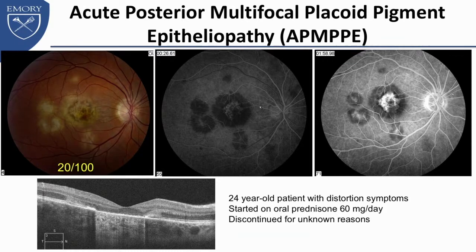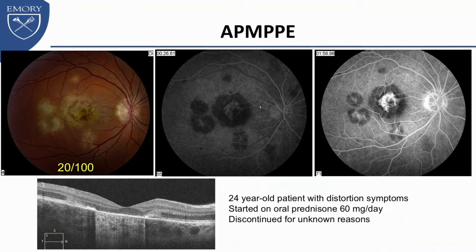Now, moving on to APMPPE, acute posterior multifocal placoid pigment epitheliopathy. This was a young lady who was about to go to medical school who presented with visual acuity loss at the 20/100 level. You can see these placoid appearing lesions on her fundus photograph. And the fluorescein angiogram shows this characteristic early hypofluorescence with late hyperfluorescence signal throughout the posterior pole, and she had some distortion symptoms and was initially started on oral prednisone by an outside provider, but she discontinued it, unfortunately, for unknown reasons, and it turns out she presented with this dramatic decrease in her visual acuity.